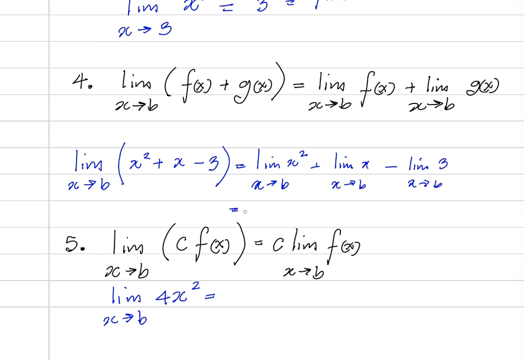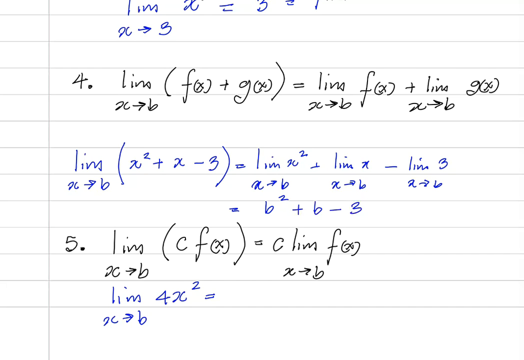All right, and essentially this would be equal to b squared plus b minus 3. So remember earlier, the limit of 3 as x approaches b is still 3. The x value does not influence that value.